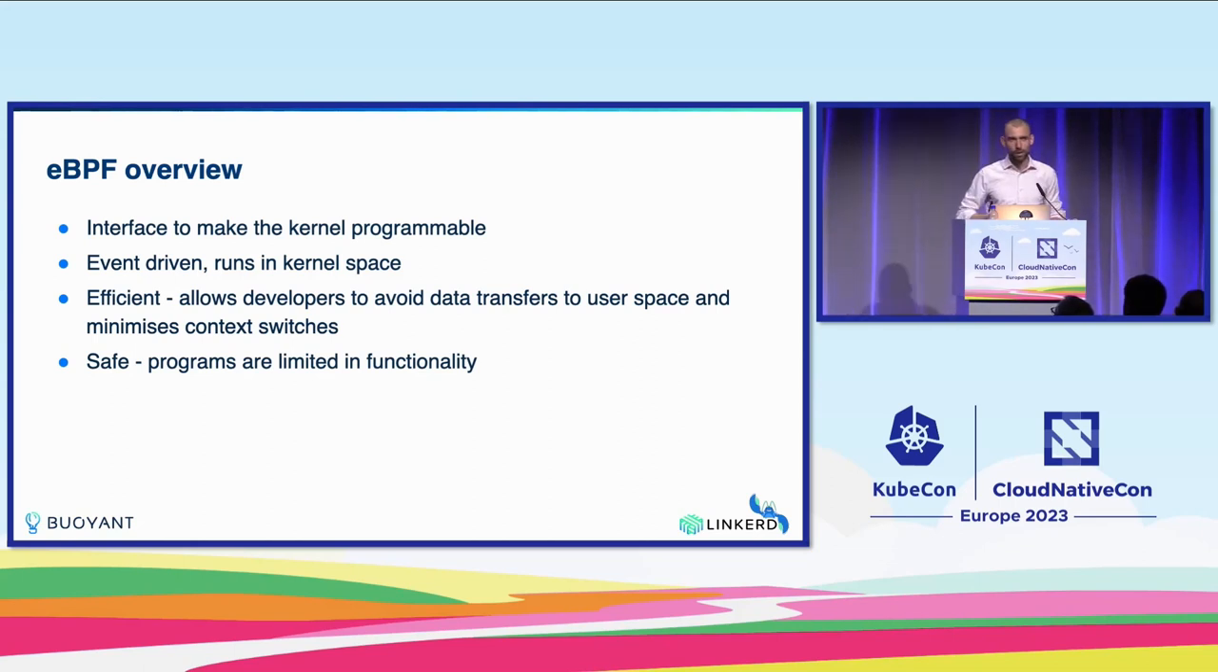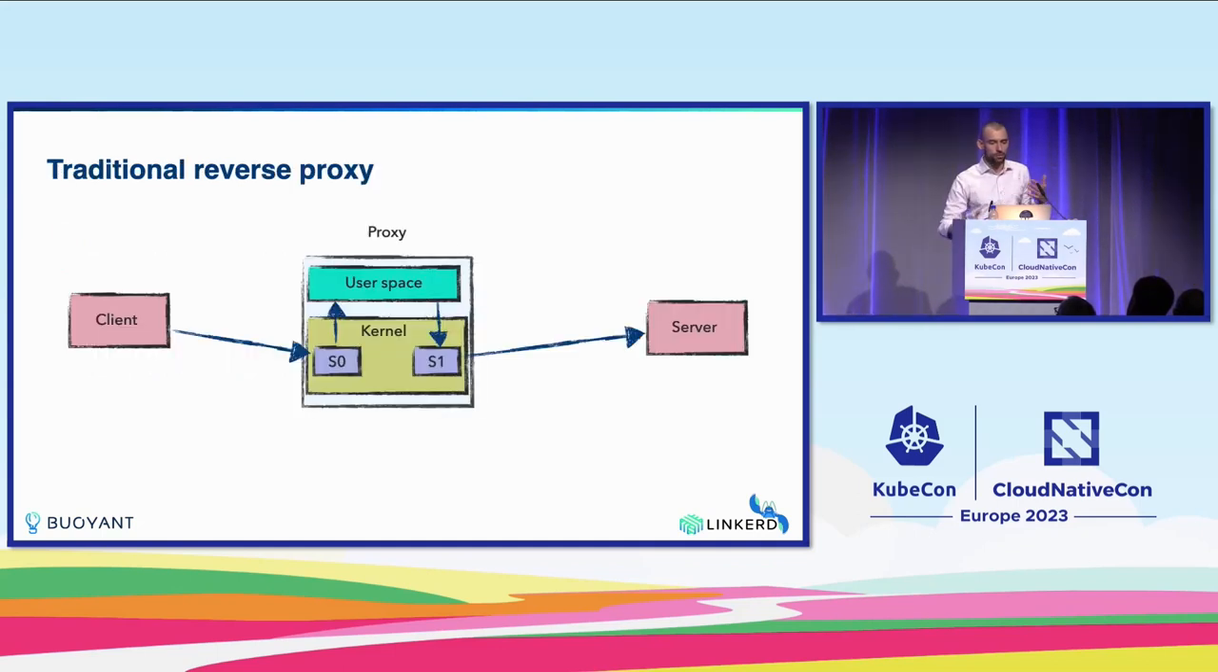So really, where could all of that be useful in a networking context? Well, take, for example, a traditional reverse proxy. Most of the time, a request rarely goes directly from the client to the server. Most of the time, there is a load balancer or a firewall sitting in between, and the request needs to go through that.